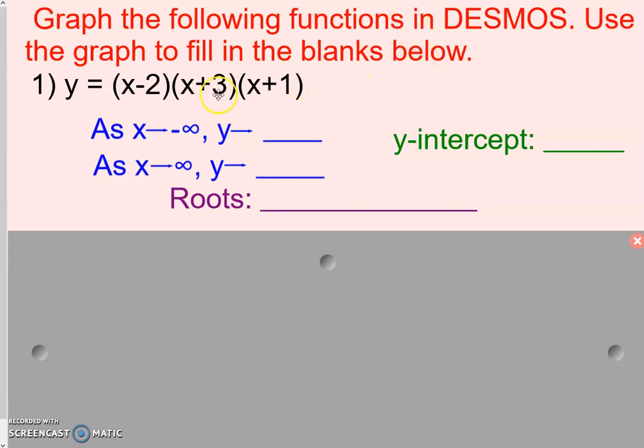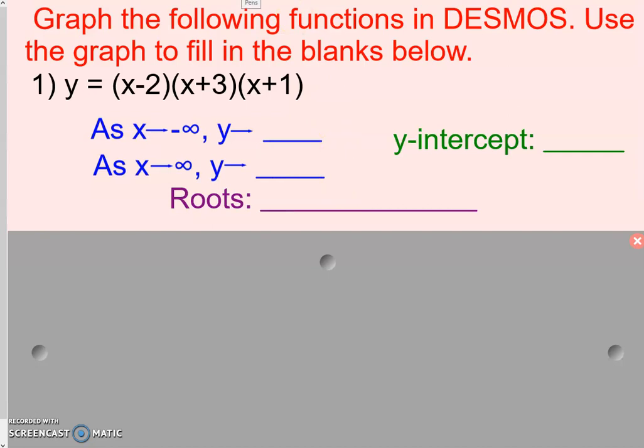This time, don't worry about graphing this in Desmos. We don't have to do that. But this time, notice I gave you the polynomial in factored form. So let's think about what's going on here. I need to find three things now: the end behavior, the y-intercept, and the roots.